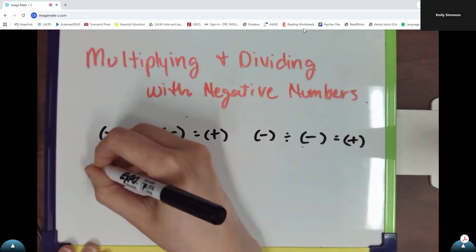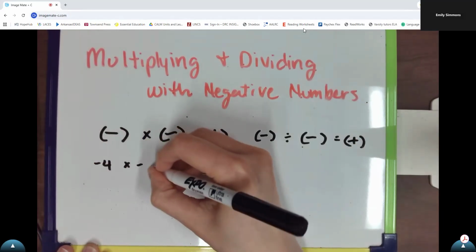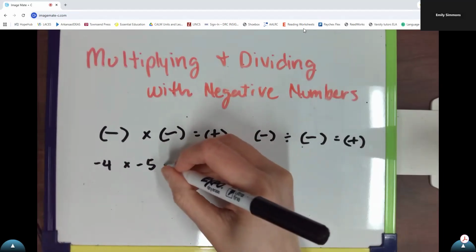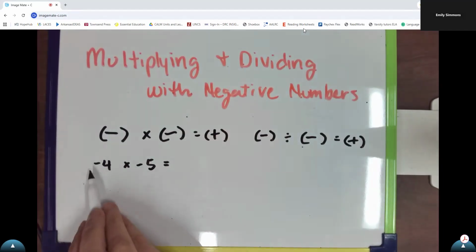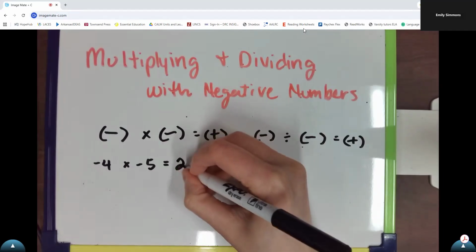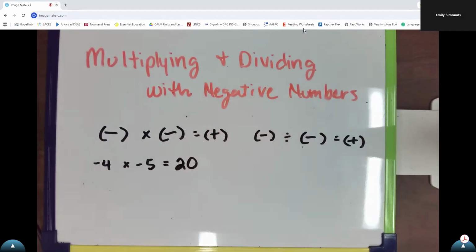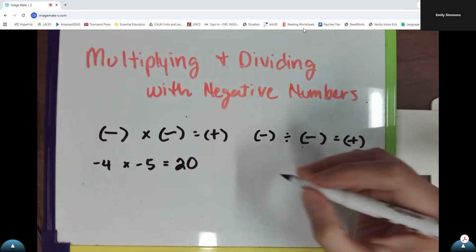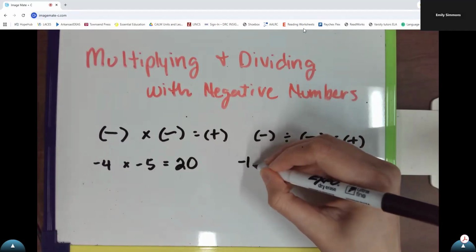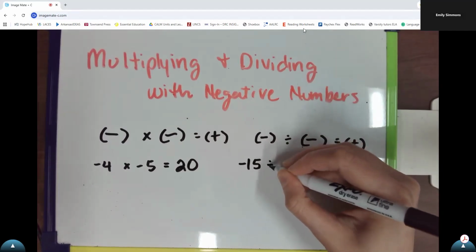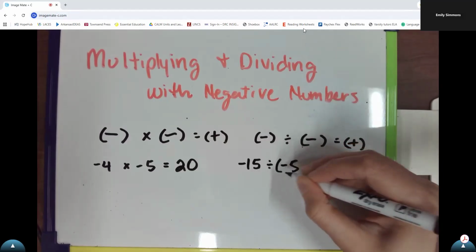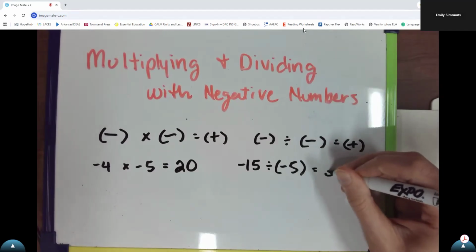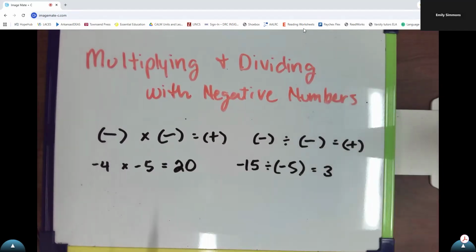So if I had -4 times -5, negative times a negative, those two negatives essentially cancel out. We get a positive answer. So -4 times -5 is positive 20. If I had a negative divided by negative, I'm still getting a positive answer. So if I had -15 divided by -5, I get positive 3 for my answer. Those two negatives essentially cancel out.